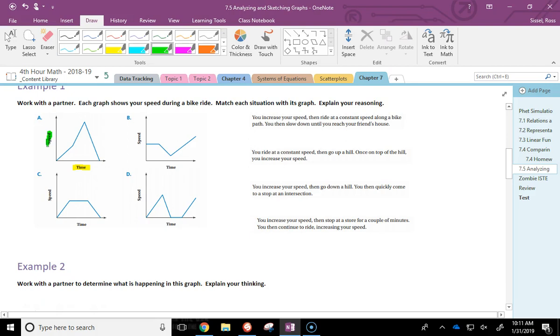Alright, turn and work with your neighbor. See if you can match these four up. Alright, so let's come together. There's two ways we could do this. One, I could look at my graph.